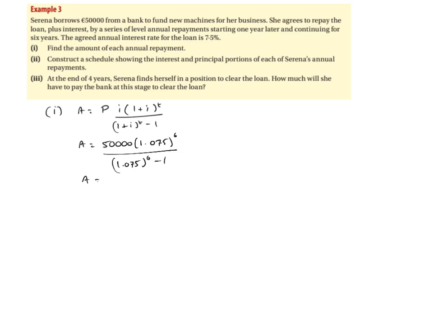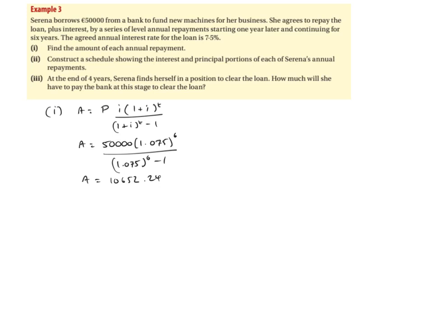Stick it into your calculator, get an answer, and you should get 10,652.24. So that's just sticking it straight into your calculator. Okay, then it says construct a schedule showing the interest and principal portions of each of Serena's annual repayments. And at the end of 4 years, Serena finds herself in a position to clear the loan. How much will she have to pay the bank at this stage?